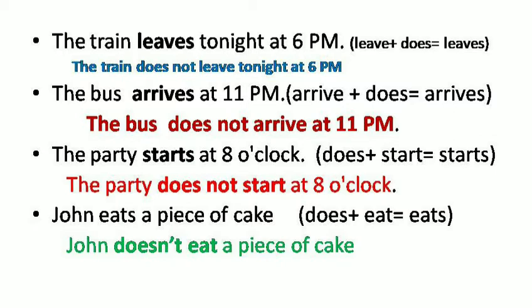The next sentence: the bus arrives at 11 p.m. Arrive plus does becomes arrives. When we change the sentence into a negative, the bus does not. Not is added along with the auxiliary, that is does, in the sentence.